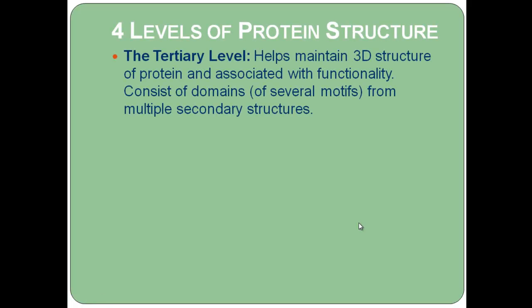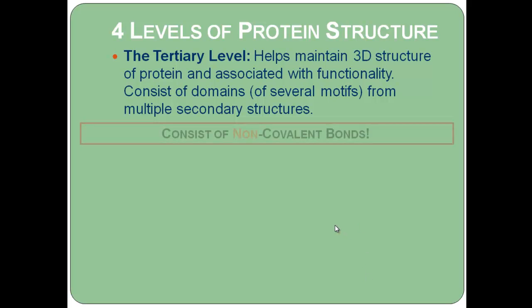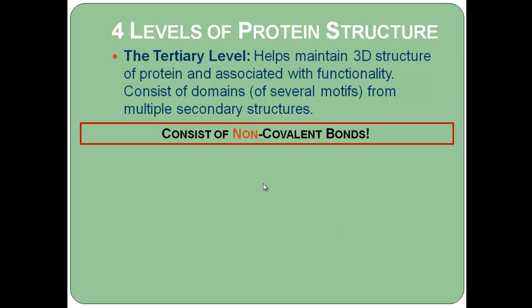Alright, so now we can begin seeing some functions appear in proteins. This is the perfect transition to the tertiary level of protein structure. This is the level which helps maintain the 3D structure of the protein and is associated with functionality. The tertiary structure consists of domains. Domains are actually combinations of several motifs, and several domains come together to form the tertiary level of protein structure. This level of protein structure is characterized by non-covalent bonds. Just to briefly recap, in the primary structure we looked at peptide bonds as being responsible, hydrogen bonds were responsible in the secondary structure, and in this structure we look at non-covalent bonds.